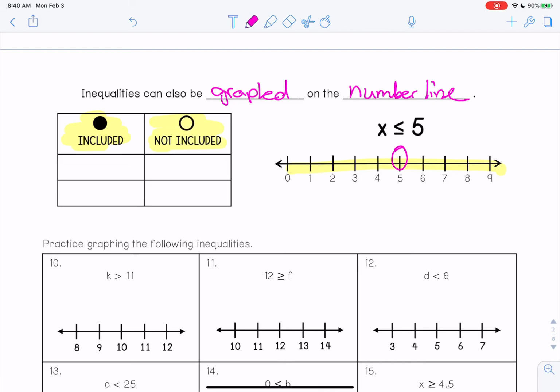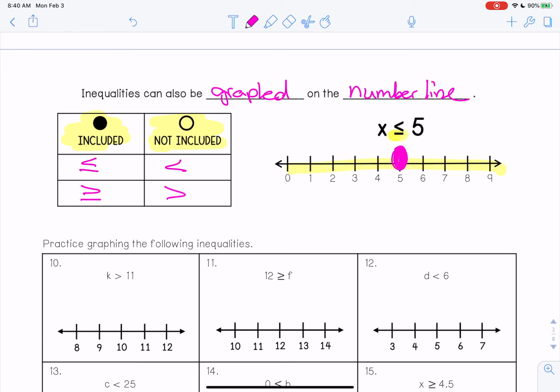Now, what do we mean by included? Included means not only is it less than or greater than, but it's also equal to. So remember, that's the ones that have that bar underneath showing that it's also equal. If that's the case, the bubble's filled in. So in this case, we have that right here, so our bubble's going to be filled in. Okay? So not included, the open bubble, is when you have the greater than or less than, but not included.